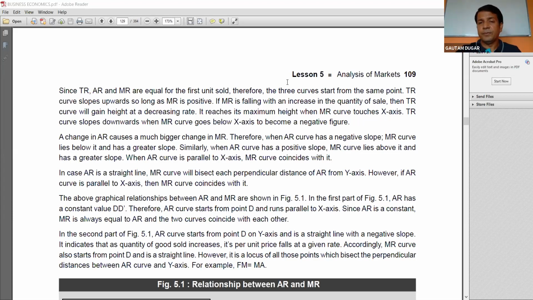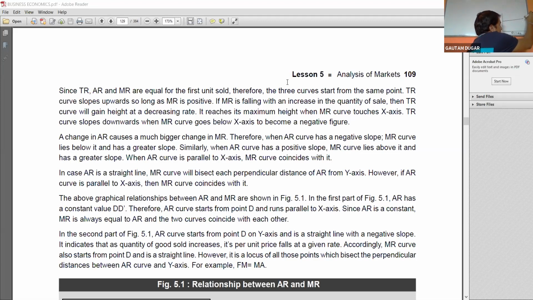Because the AR curve shows the relation between average revenue and quantity. Here we are measuring average revenue, and here we are measuring quantity. And in the demand curve, we measure price and quantity. And price and AR are the same. So the AR curve from the seller's point of view is nothing but the demand curve from the consumer's point of view.